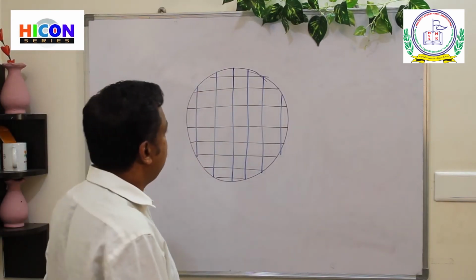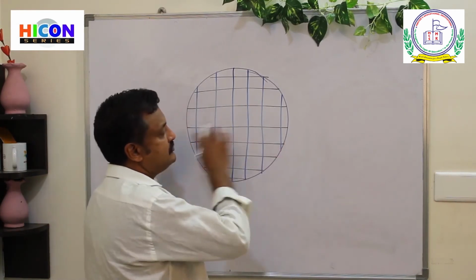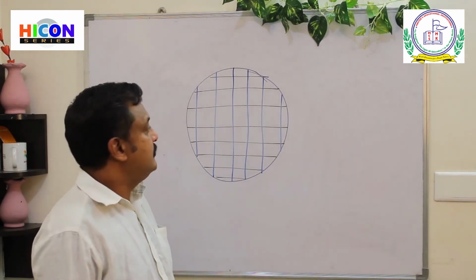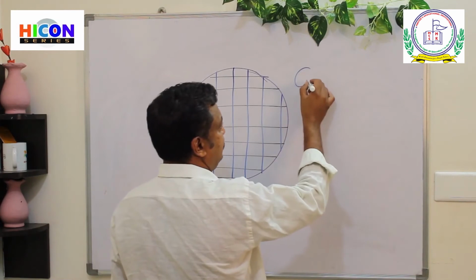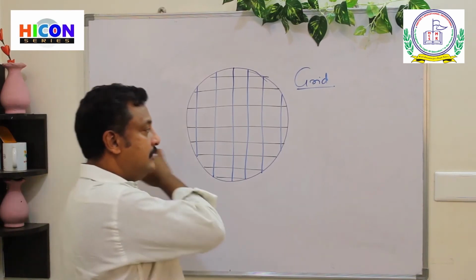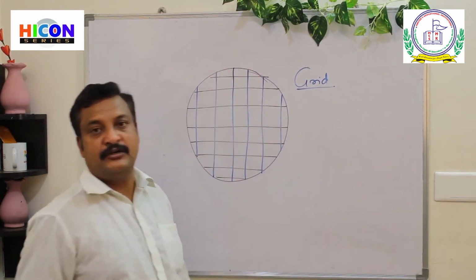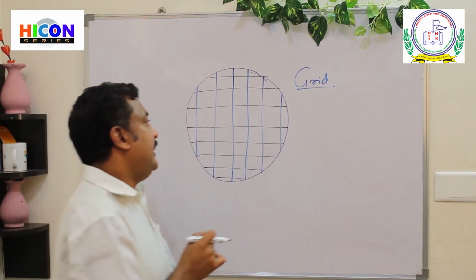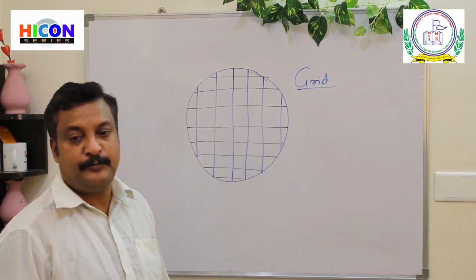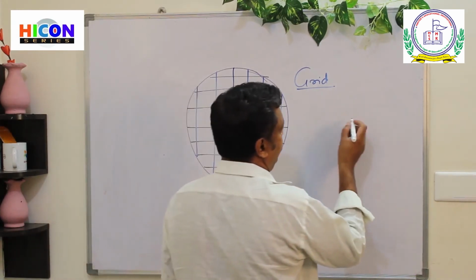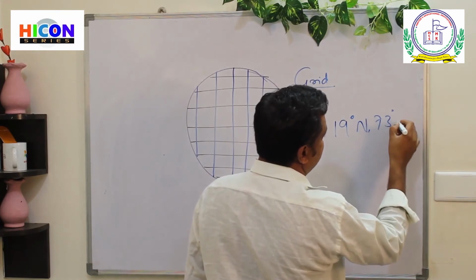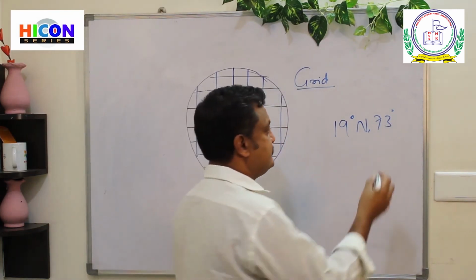Okay, so when you observe the globe or a map, we can see these kinds of lines crossing over. Right? And this actually forms a formation called the grid. A grid formation. Okay? The latitudes and the longitudes together form a grid formation, and this grid formation actually helps us in identifying different places. For example, it says 19 degree north, 73 degree east.